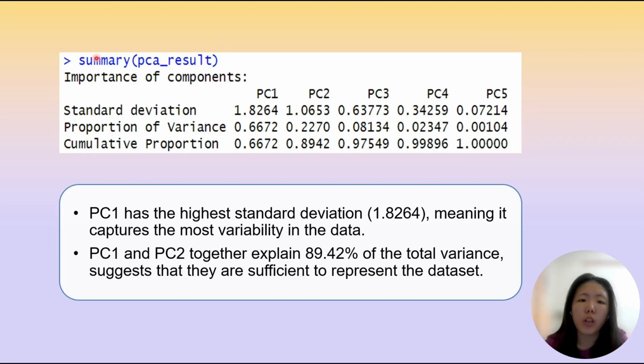We also computed the summary of PCA results, which shows that PC1 has the highest standard deviation at 1.8264, and together with PC2, they capture 89.42% of the total variance. This means retaining only these two components is sufficient to represent the dataset.